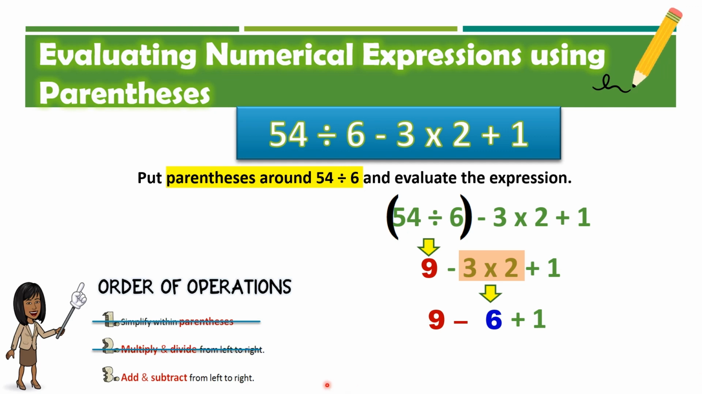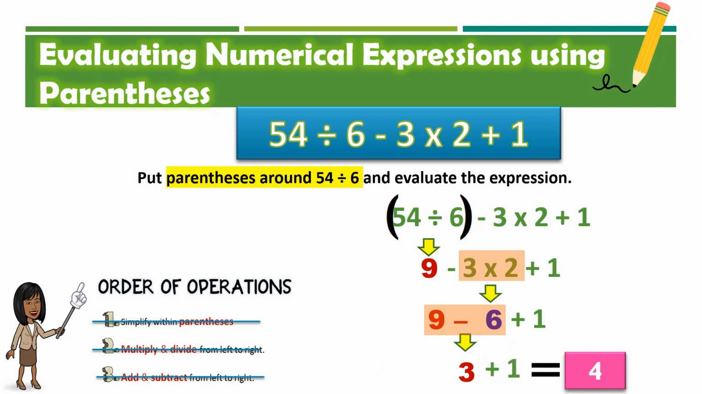Now that we have done step 2, our third step is to add and subtract from left to right. So first we're going to be subtracting, 9 take away 6, and our answer is 3. And now we can say 3 plus 1, and our answer equals 4.